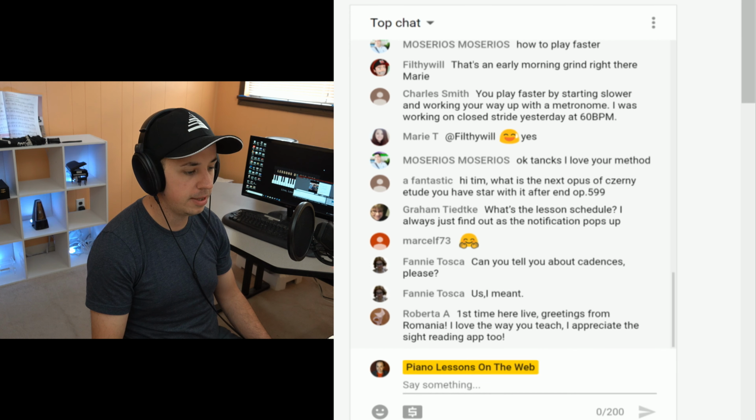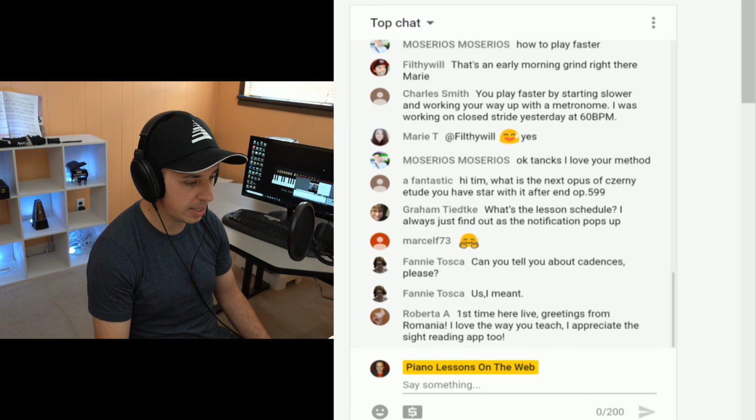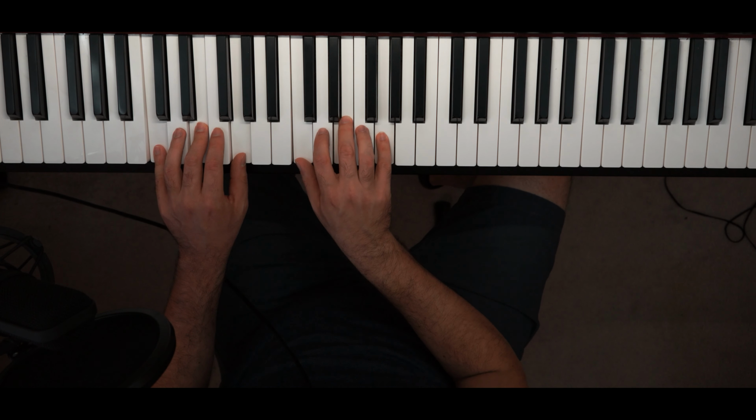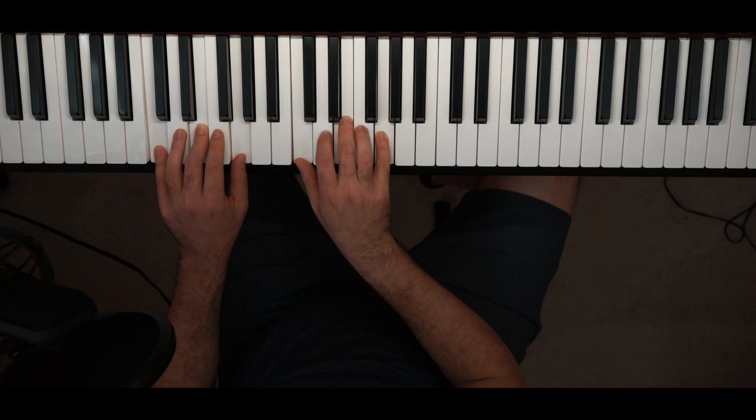Let me get to Fanny's question, which was, can you tell us about cadences? Okay, so a cadence is a common chord progression that's commonly found throughout a piece of sheet music. When I was talking earlier about learning your chords and chord patterns, and how you'll start to see more and more of those patterns in the sheet music you're playing, that's the exact same benefit you're going to get by learning your cadences. All a cadence is, is those common patterns.